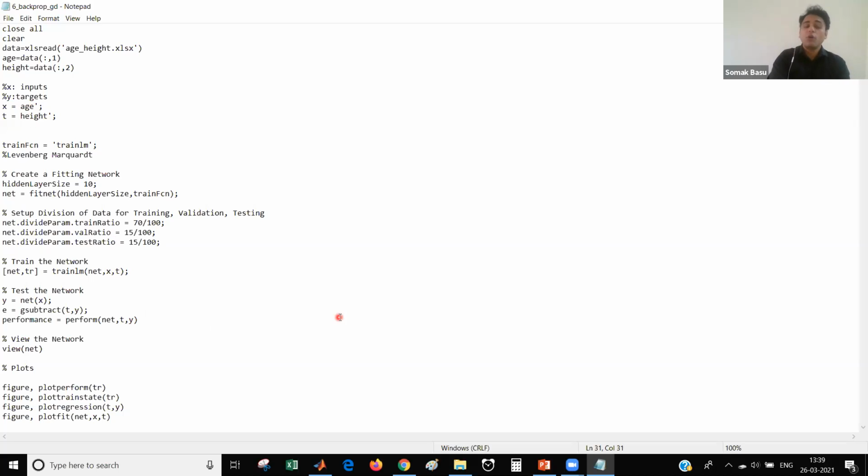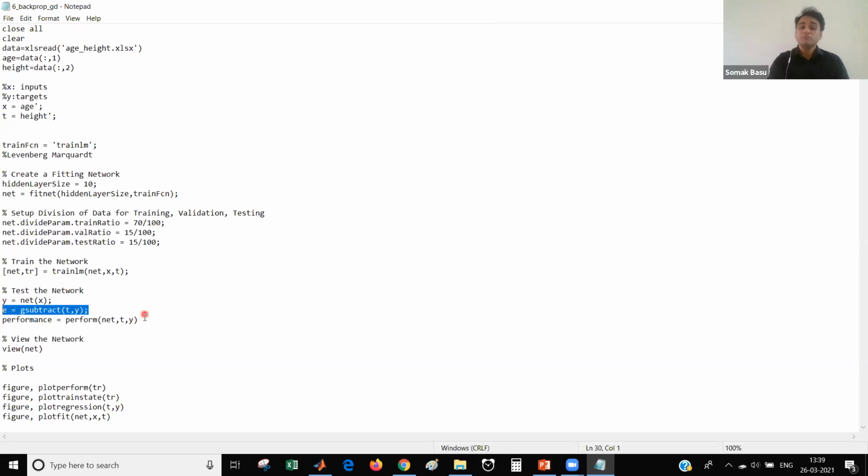And after that, the command y equals net of x will give you the output of the neural network. It will tell you whether the neural network has been able to find a relation between the age and the height. And after that, this is something important: e equals gsubtract of t comma y. T is the target, Y is the output. Y is actually the predicted value and T is the actual value. So the difference between them will give you the error.